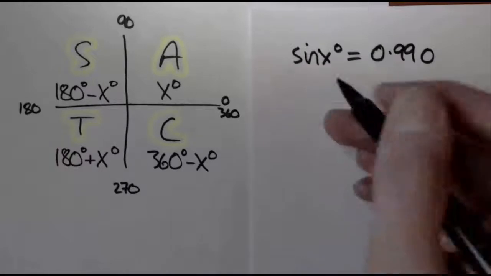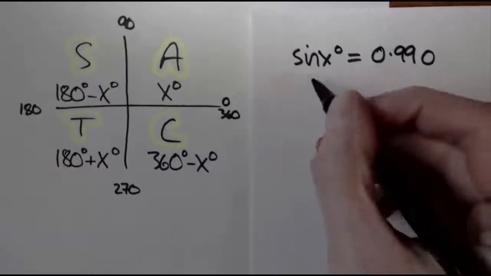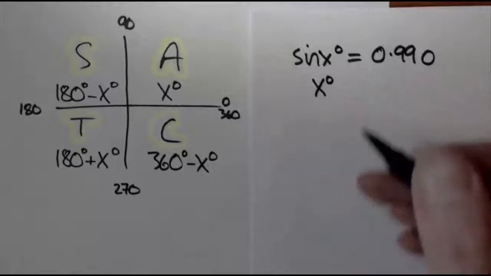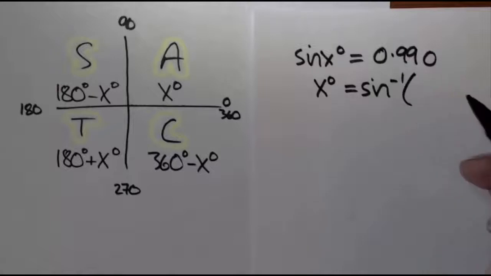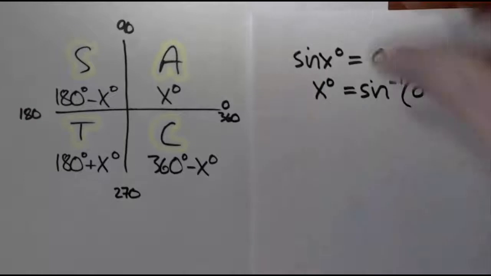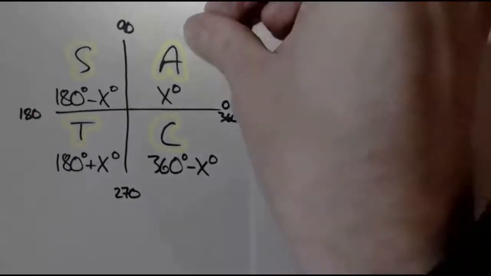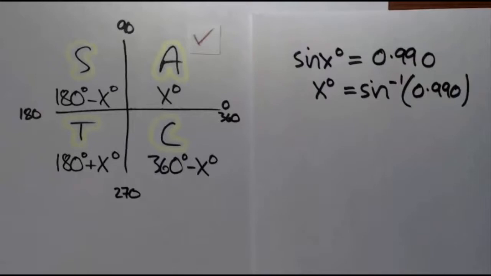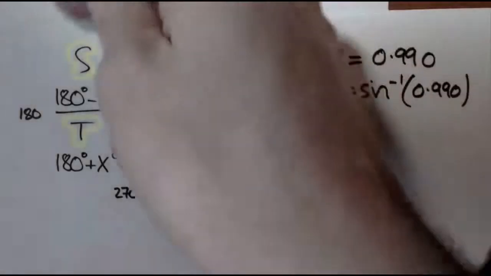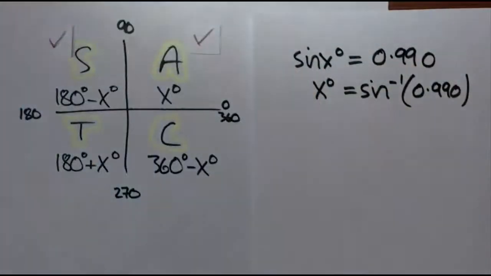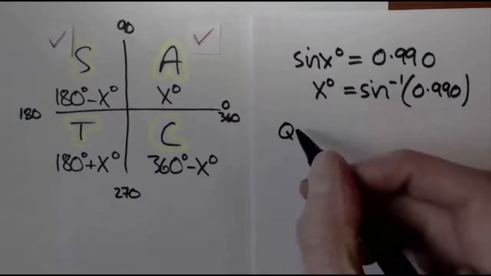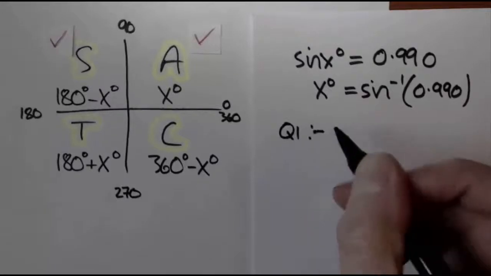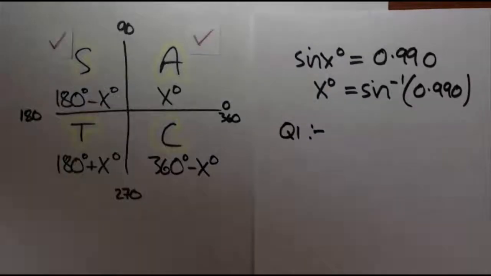So what we do is, we obviously want to find out x, so we have to take the inverse sine of 0.990. Now with this wee diagram, it's a positive sine, so we can say it's positive in this quadrant, which is quadrant number 1, and sine is positive in quadrant number 2. So for the value of x in quadrant number 1, that's just the value of the inverse of sine.